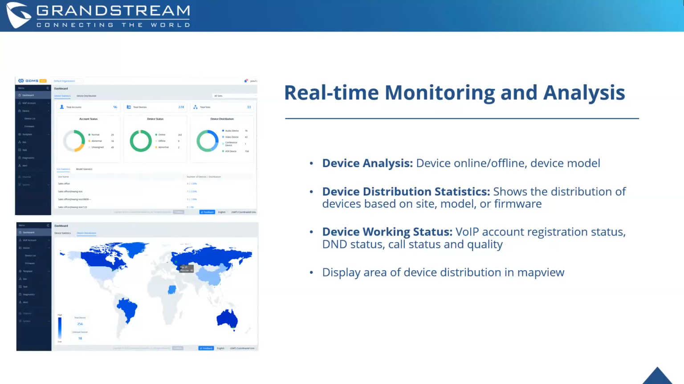All right. Of course, we have real-time monitoring and analysis just to make sure all of your devices are working well and everything is up to par for the course. So when it comes to device analysis, of course, you can go ahead and see online and offline status, and of course, the online and offline by device model, just to make sure everything within your network is fully working.